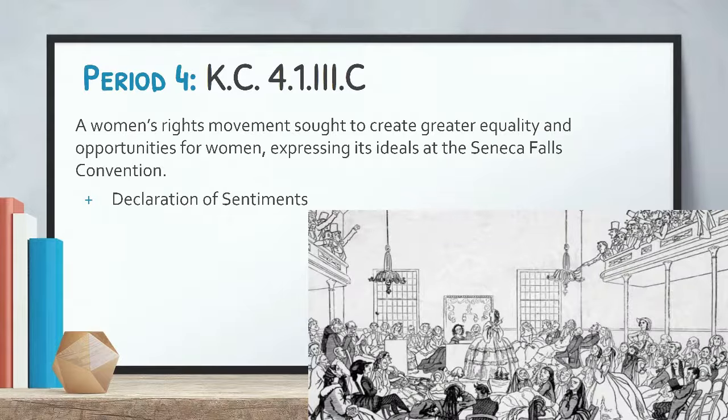Okay, back to key concepts, but still in Period 4. Key Concept 4.1 highlights the very important kickoff to the women's rights and suffrage movement at Seneca Falls. There were 150 plus attendees gathered to create the Declaration of Sentiments document that mirrored in style and format the Declaration of Independence. They sought to create greater equality and opportunities for women.